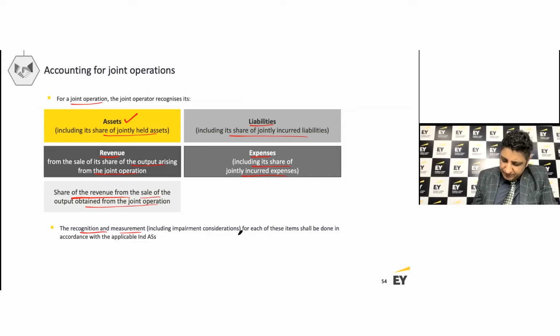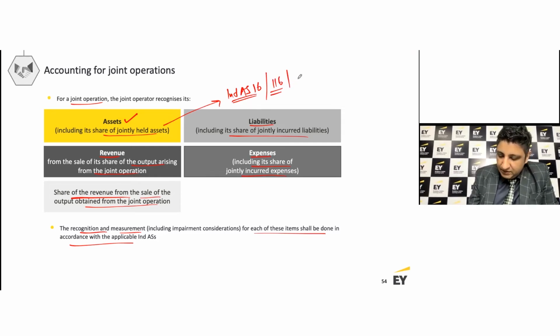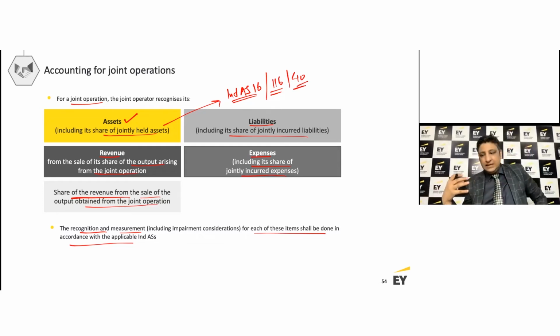The recognition and measurement for each of the items shall be done as per the relevant Ind AS. It simply means that if I have an asset from that joint operation, I would want to apply, for example, Ind AS 16 if relevant, or Ind AS 116 if it's a right-of-use asset, or maybe investment property. So I need to follow those accounting aspects depending on what category of asset I've received from that particular joint operation.